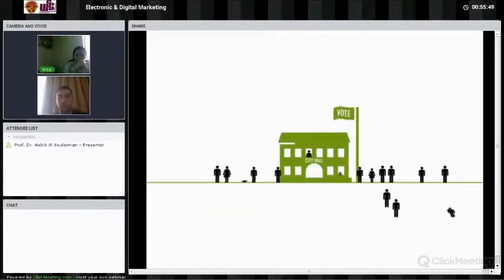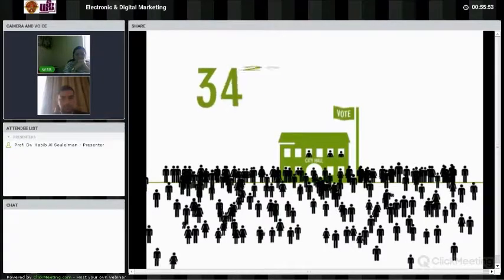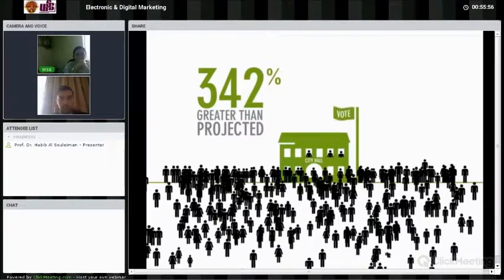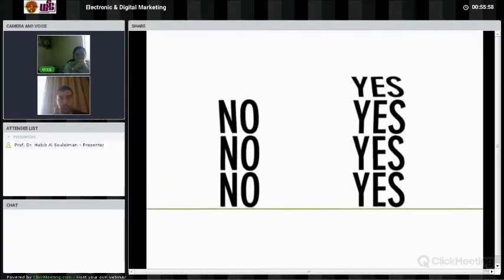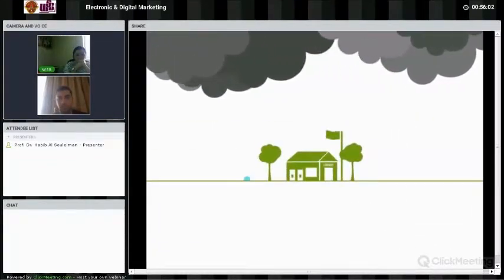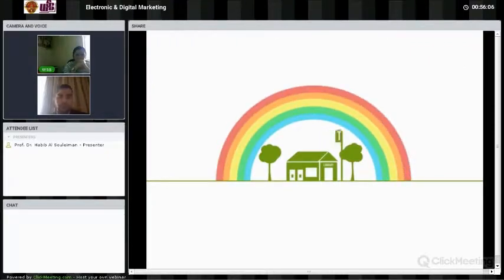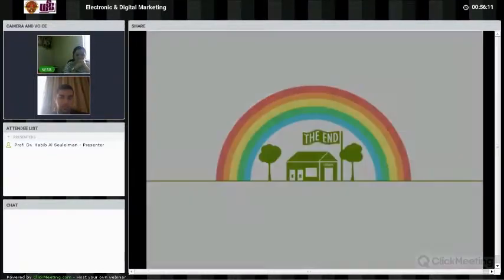And on August 2nd, the yes voters, voters who don't normally turn out to vote, turned out at levels 342% greater than projected. And the library won by a landslide. The town's library, its beautiful, award-winning library, had been saved. Not every story at the library has a happy ending. Fortunately, this one did.